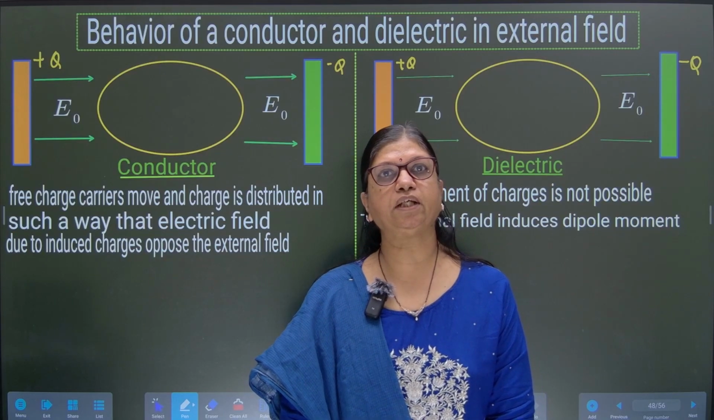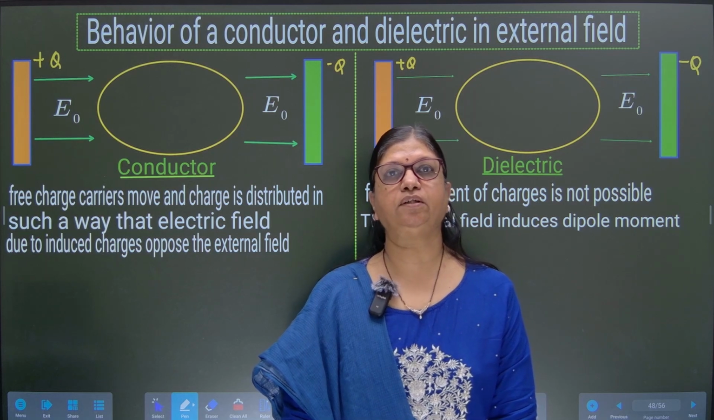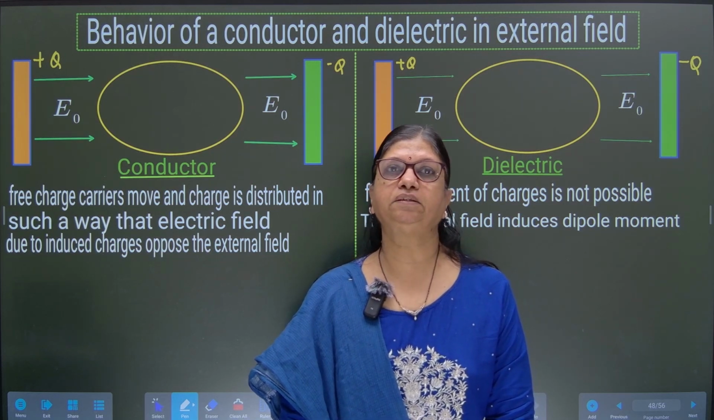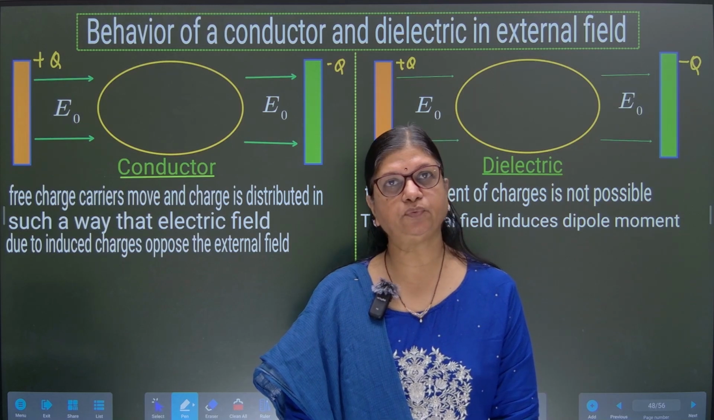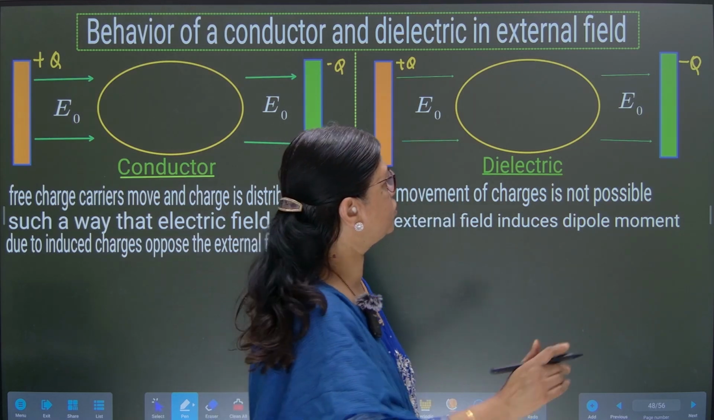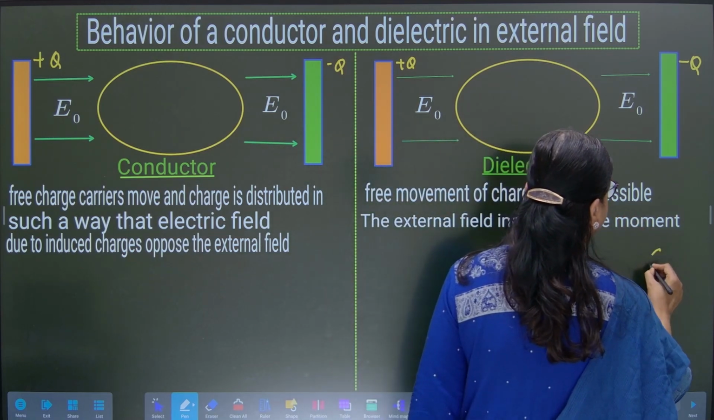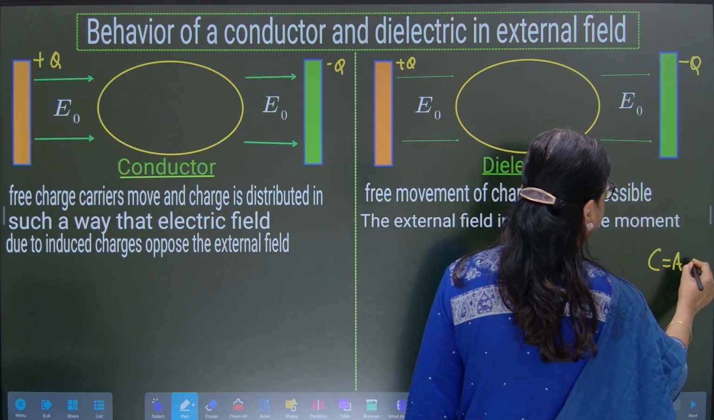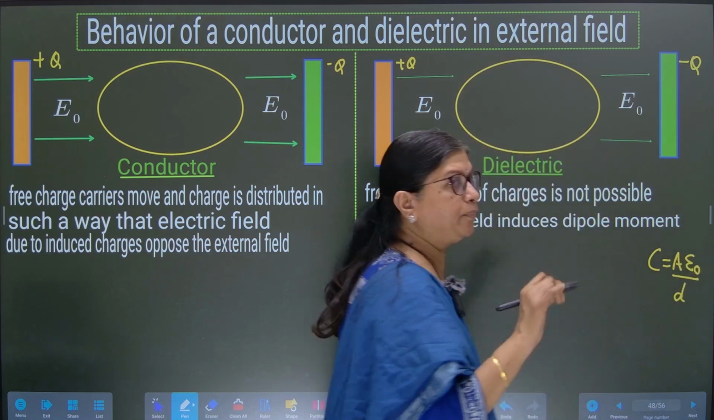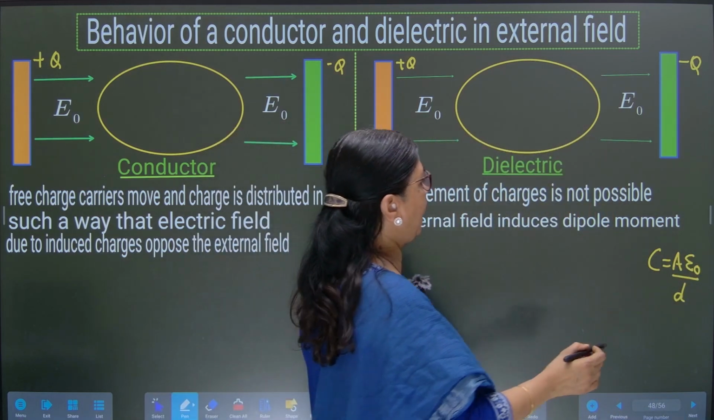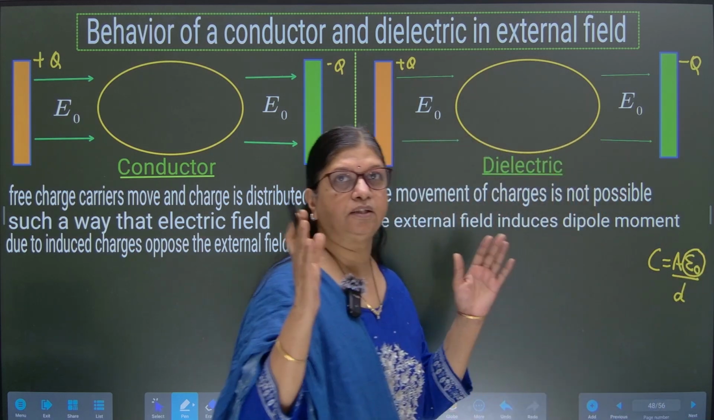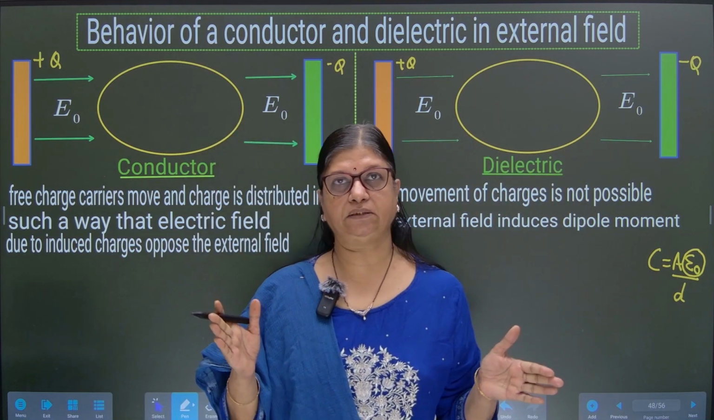I am Dhanu Sareya, continuing with the topic of capacitance of a capacitor. In the previous video, we derived an equation for the capacitance of a capacitor given by A epsilon naught by D, provided air is between the two plates of a capacitor.